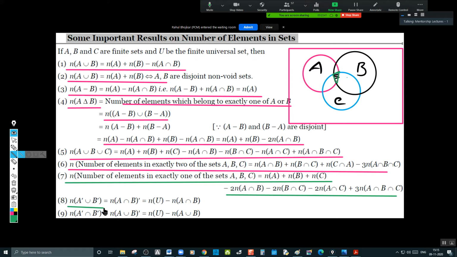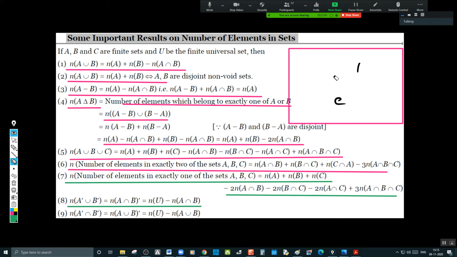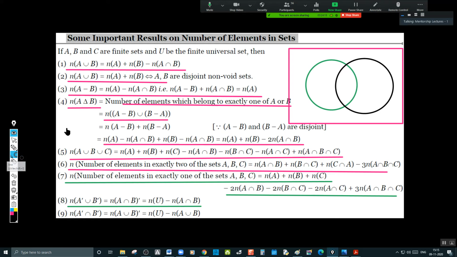N of A complement union B complement. What does it mean? N of A complement union B complement is nothing but N of A intersection B whole complement. Let me explain the meaning of it. See, this is A, let me say, and this is B. What is the meaning of N of A complement union B complement? What is the meaning of A complement first? Not A. I'm saying that green one as A. Then N of A complement means not A.